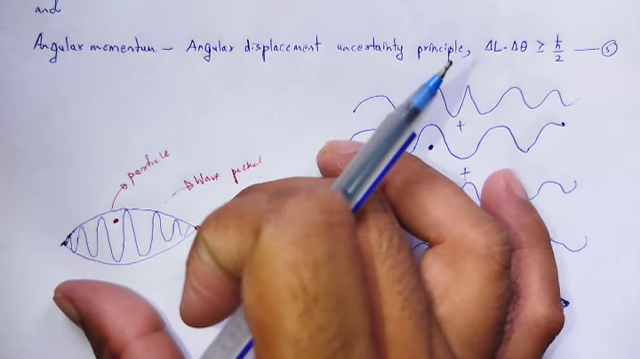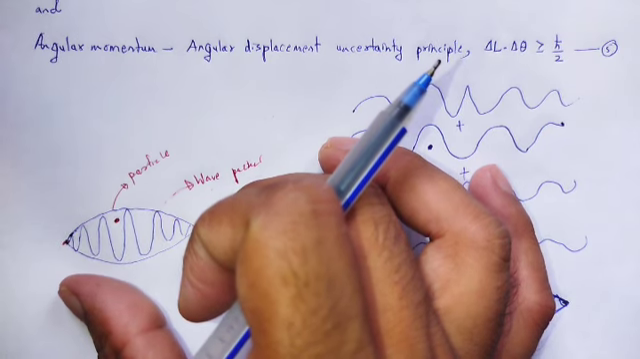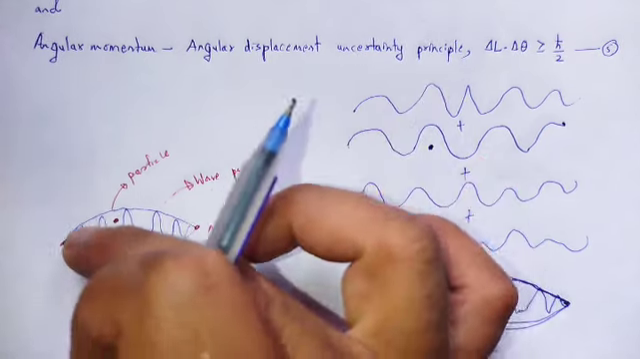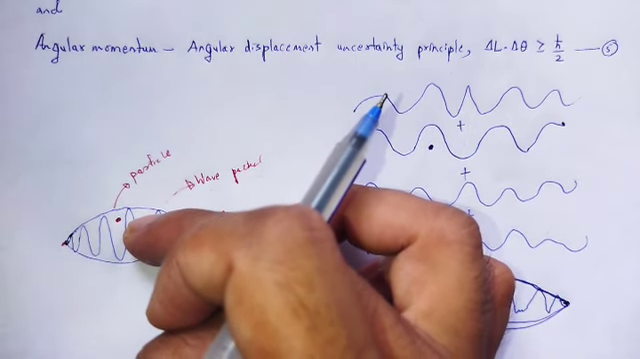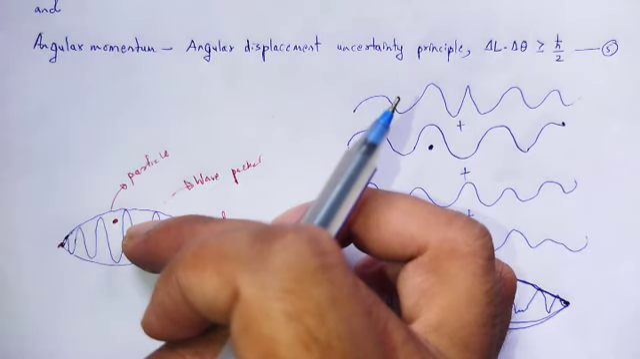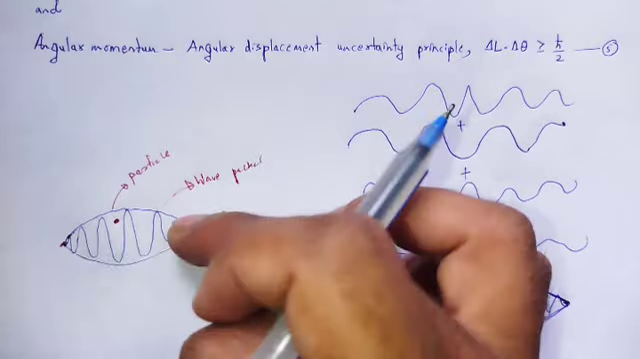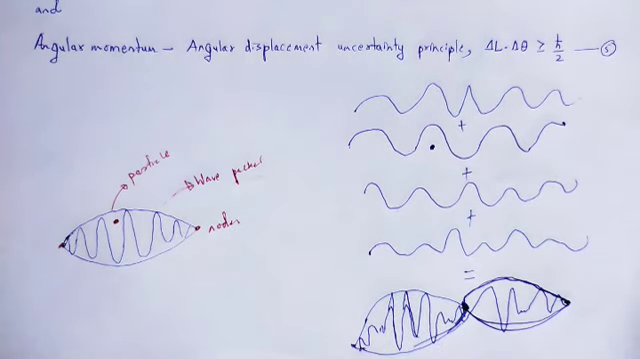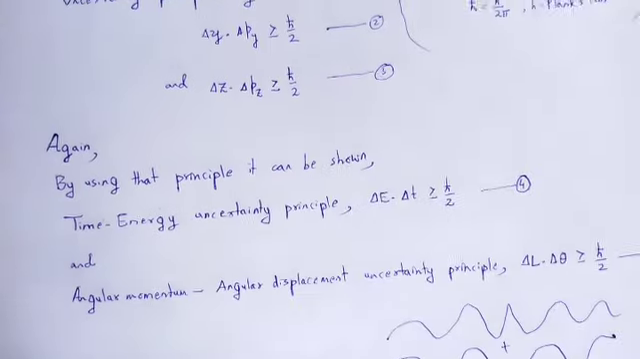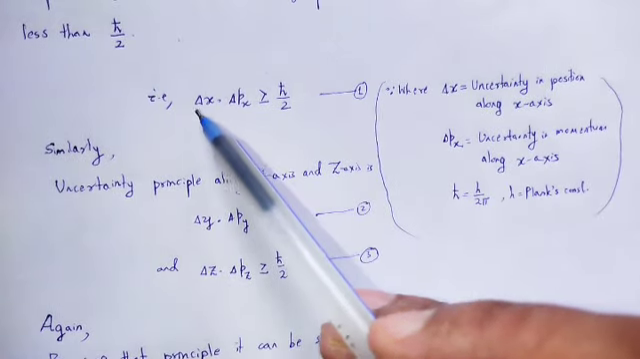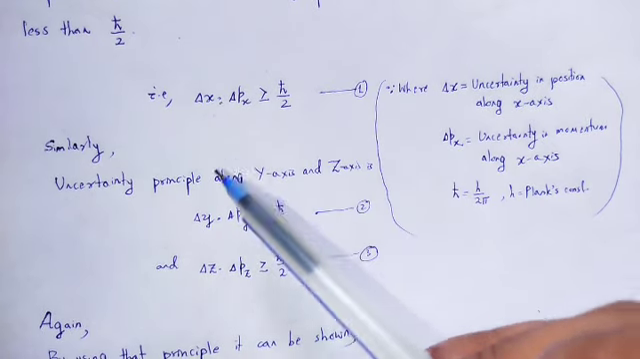By taking that wave packet concept, Heisenberg's uncertainty principle can be easily understood. Within this wave packet, the position is uncertain. Again, the momentum is also uncertain, as we are considering the velocity of such a wave packet. Let us come to the mathematical scenario, how we mathematically prove the result Δx Δpx greater than or equal to ħ/2.